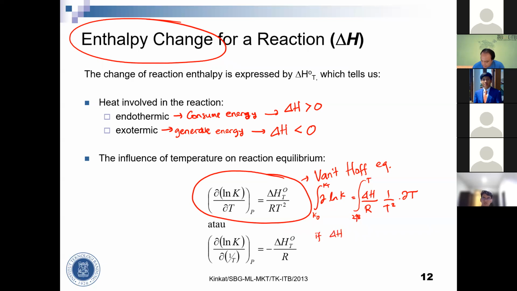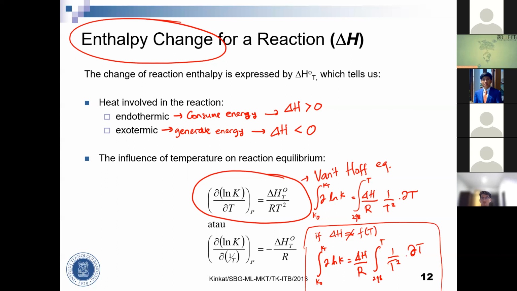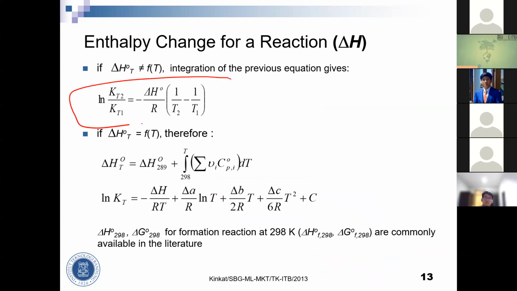If the delta H is not a function of temperature, what will happen? If the delta H is not a function of temperature, we can move the delta H over R to the outside of the integral, so it becomes like this. Okay, if we solve this integration, we will have this.